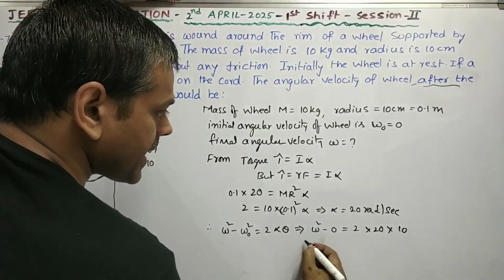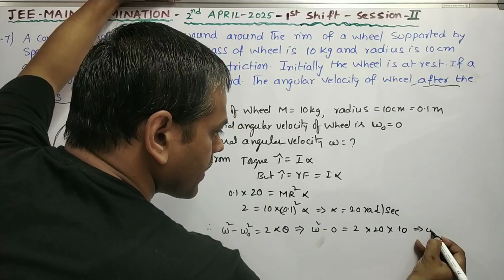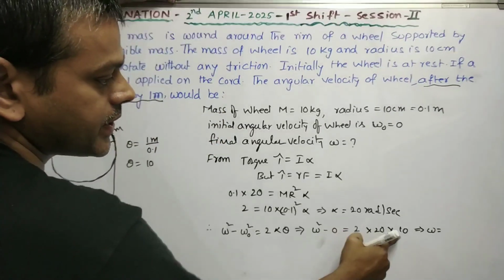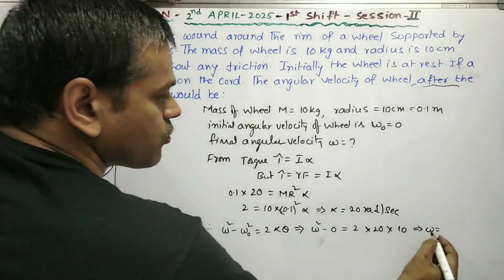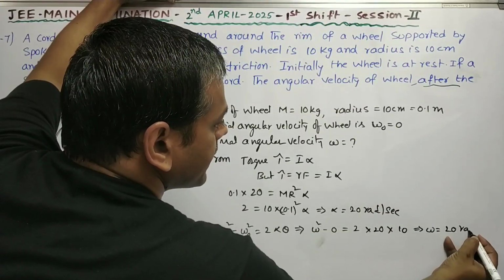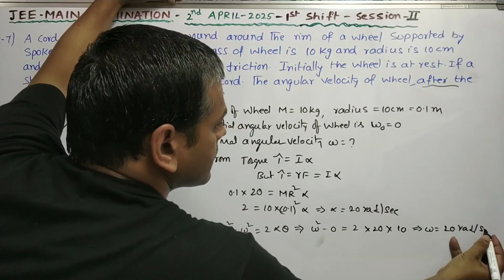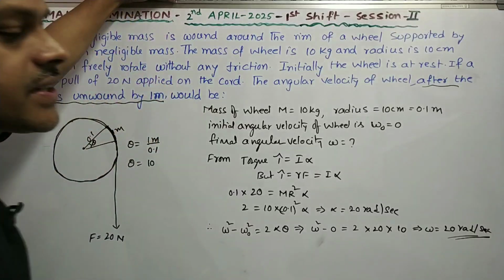That implies omega square is equal to 40 into 10, which is 400. Omega square is equal to 400. Then omega is equal to 20 radians per second. So this is the answer for this question. Okay.